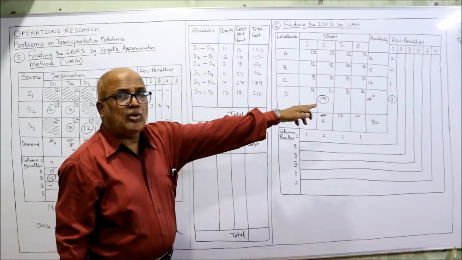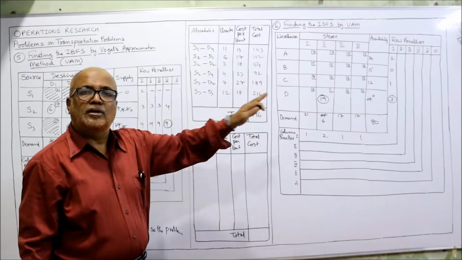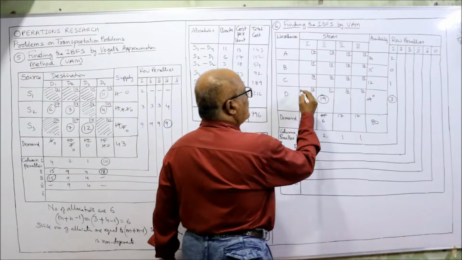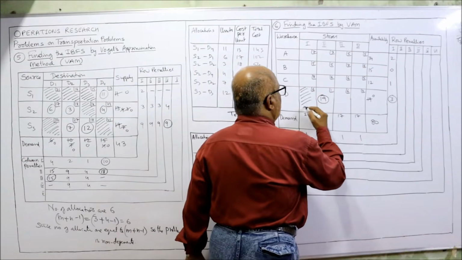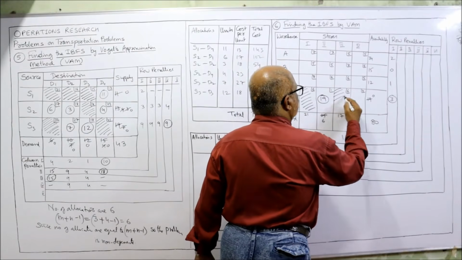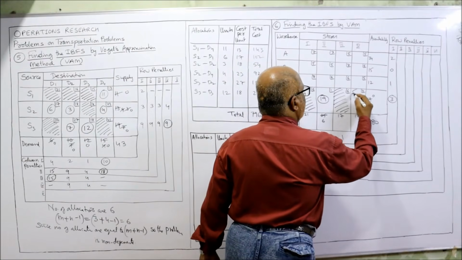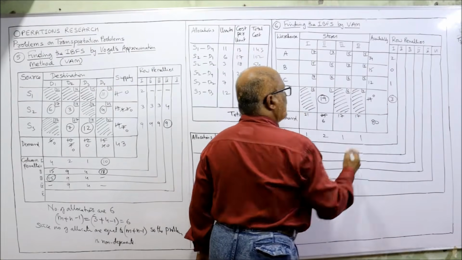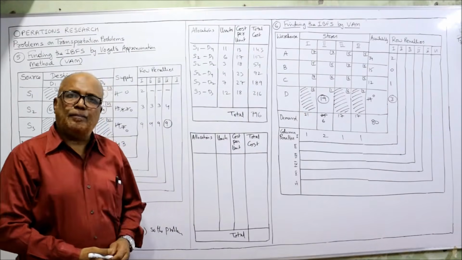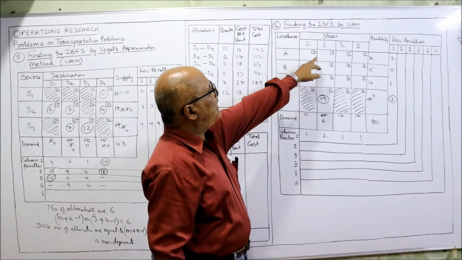The row has become 0. So exhausted. Block the row. This row I am blocking. That's all. Over. Now second penalty. Second penalty again, minimum is 3.